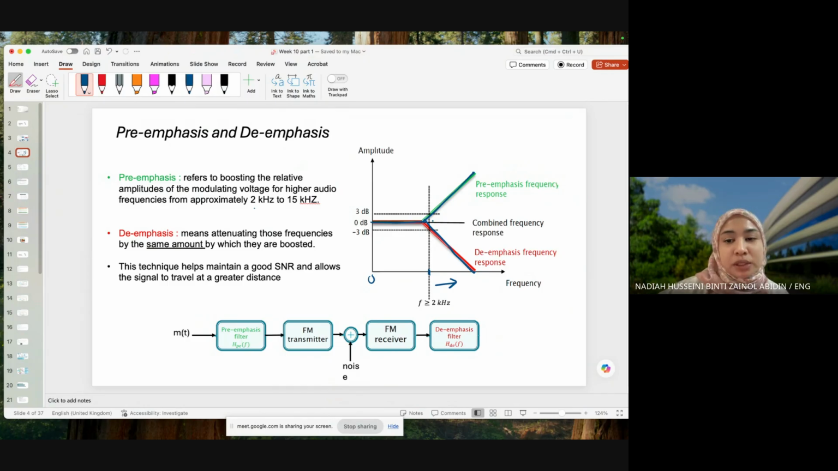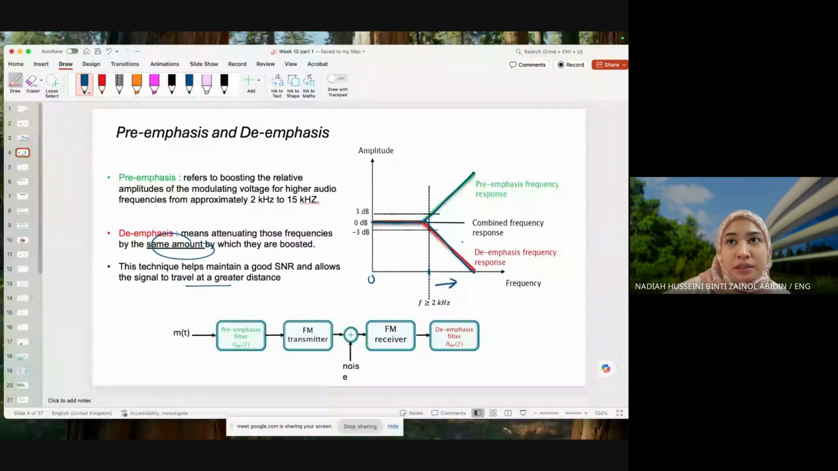So for this to work, the pre-emphasis must match the de-emphasis attenuation. As much as it's amplifying, the de-emphasis should match with the same equal attenuation, by the same amount. This technique helps maintain a good SNR and allows the signal to travel a greater distance.